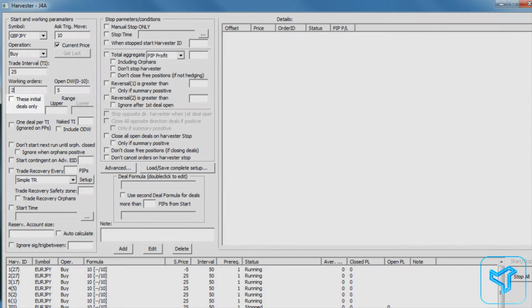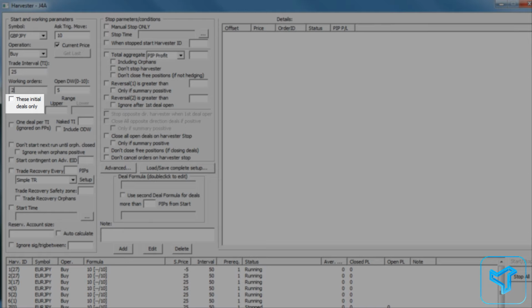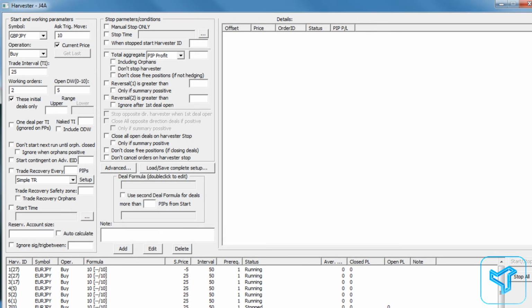If we select the check mark box next to these initial deals only, the harvester will only open 2 deals. The initial deals check mark box might be most useful to those just starting with the platform and to those with smaller accounts. Once traders become more acclimatized to the use of the platform, they may begin using this less and less and possibly choose instead to place parameters that will stop the harvester based on market conditions. We'll delve into this a little more in the next tutorial.